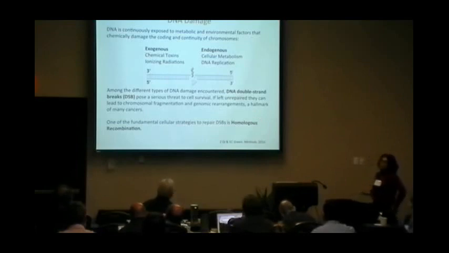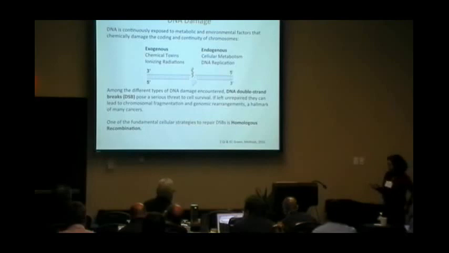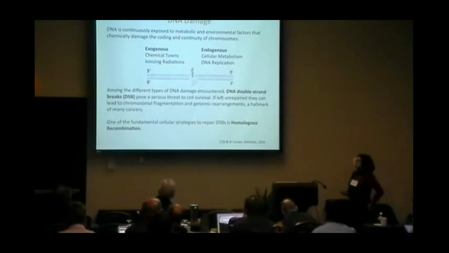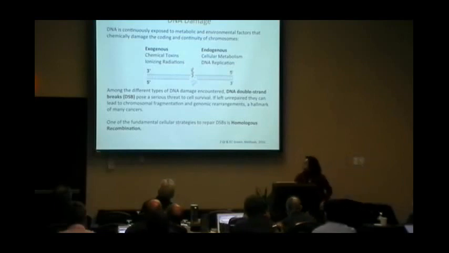So it's very important for cells to be able to repair these DNA damages, and they do it very efficiently and rapidly. There are different pathways in cells which are responsible for DNA repair, and the one that we are focusing on is called homologous recombination.